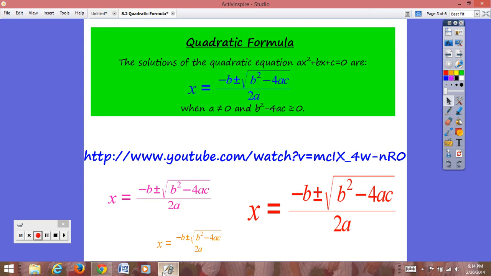So, now that we've seen that, hopefully you've got that stuck in your head and you'll be able to remember that if you ever need to remember the quadratic formula.